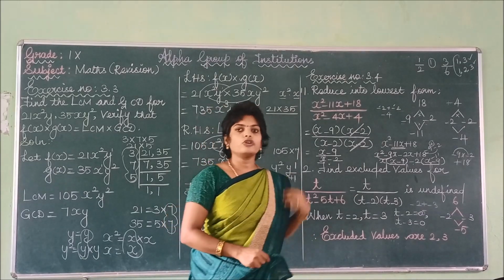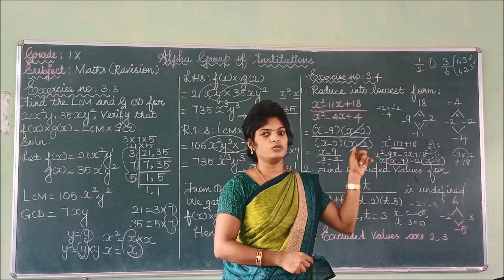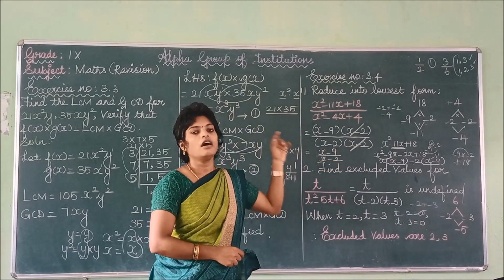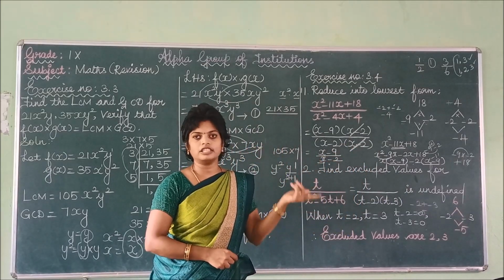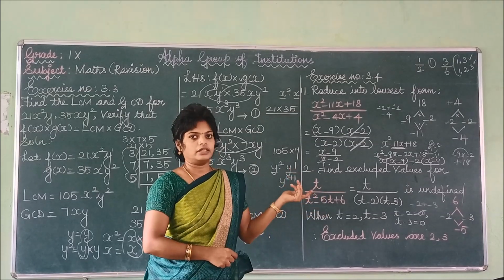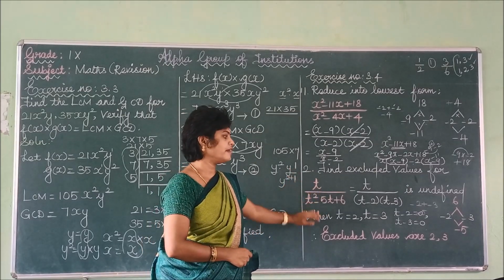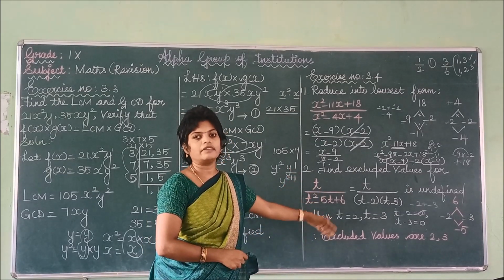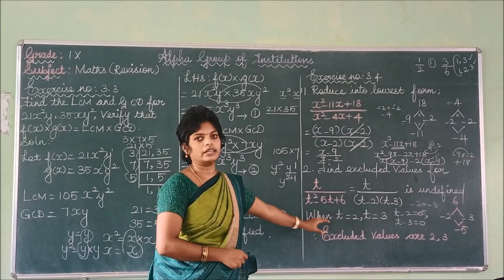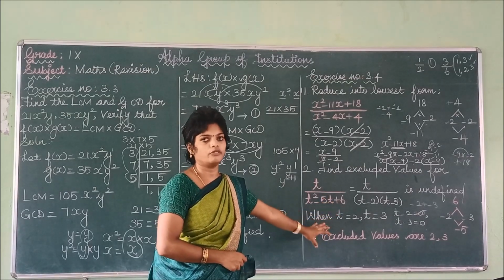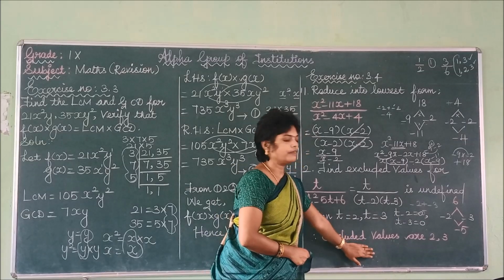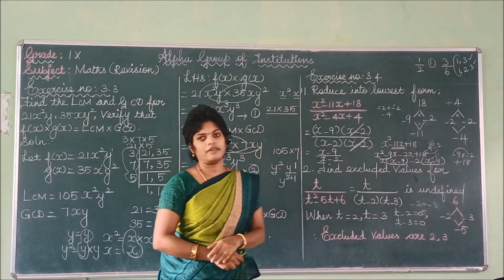So when you are asked to find the reduced form, you can use the factorization method or else you can use the identity. The algebraic identity is also given in the content. For excluded values, you can take the denominator equal to 0 and keep that factor equal to 0, and you will easily get the values. Those values are called excluded values.